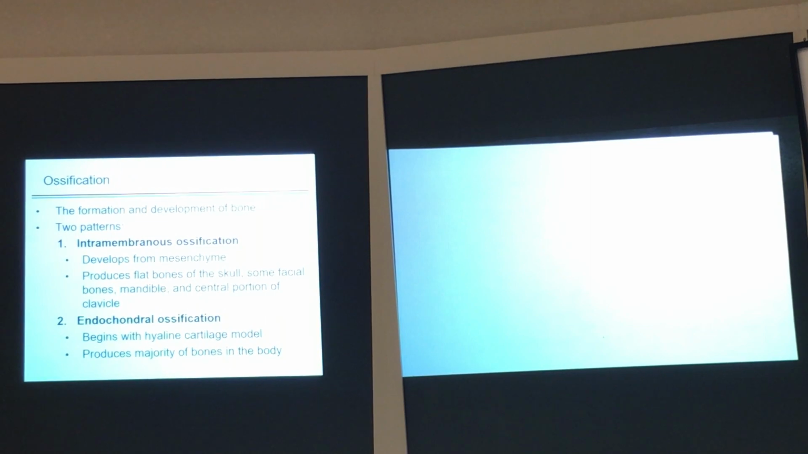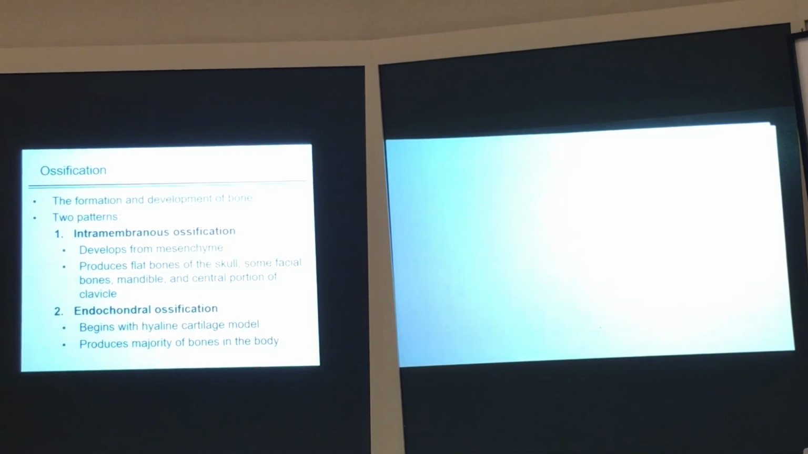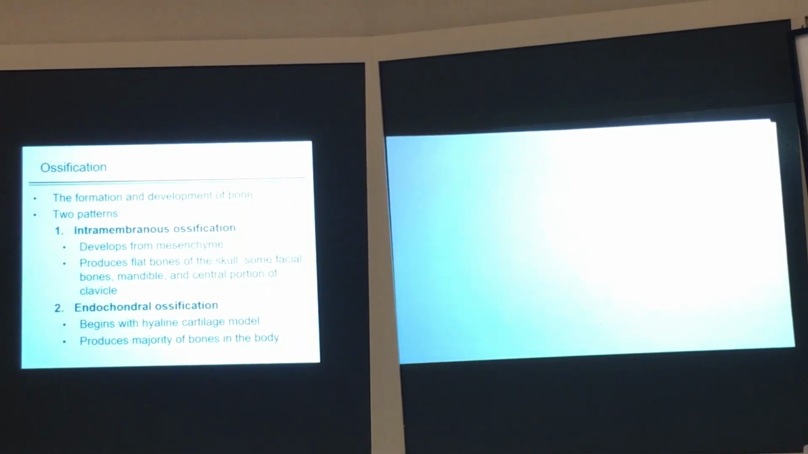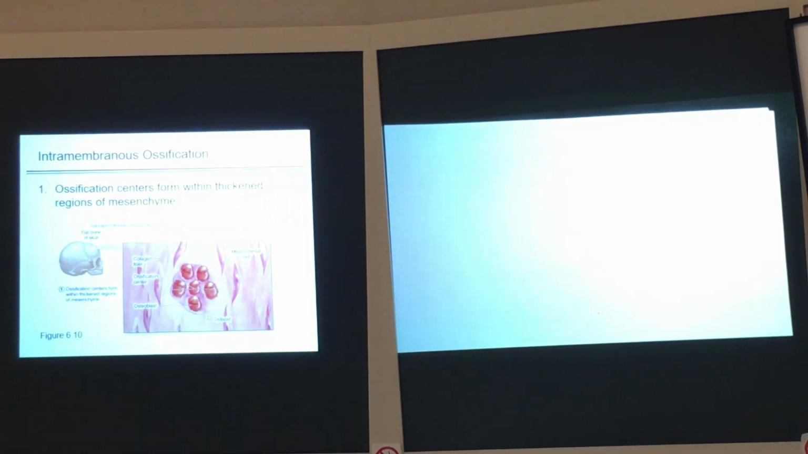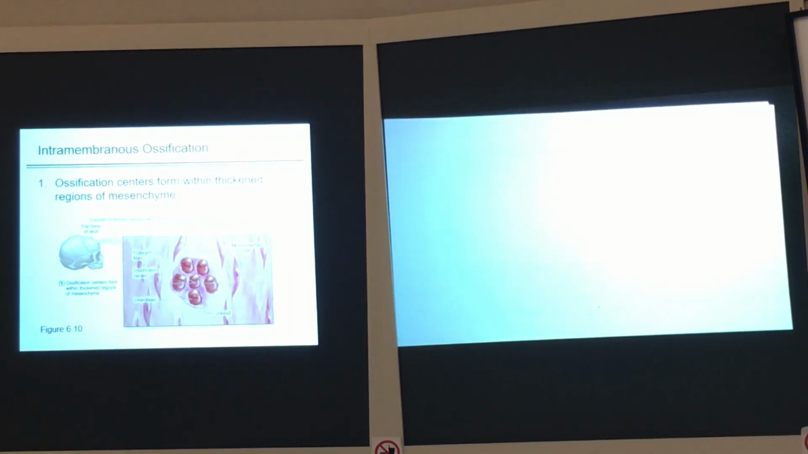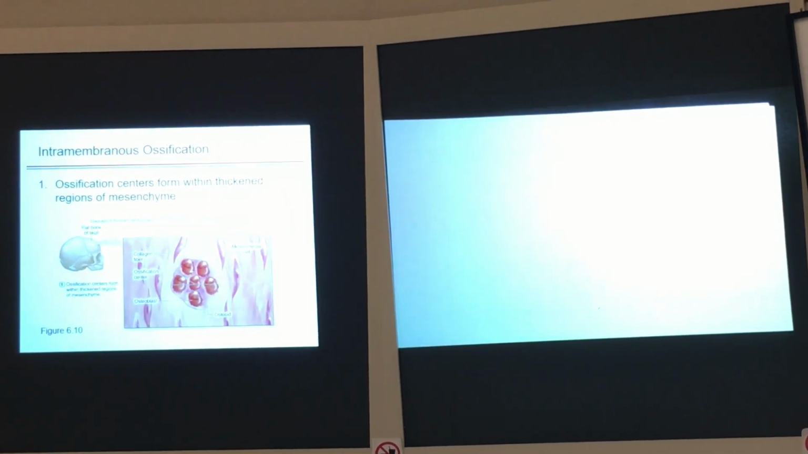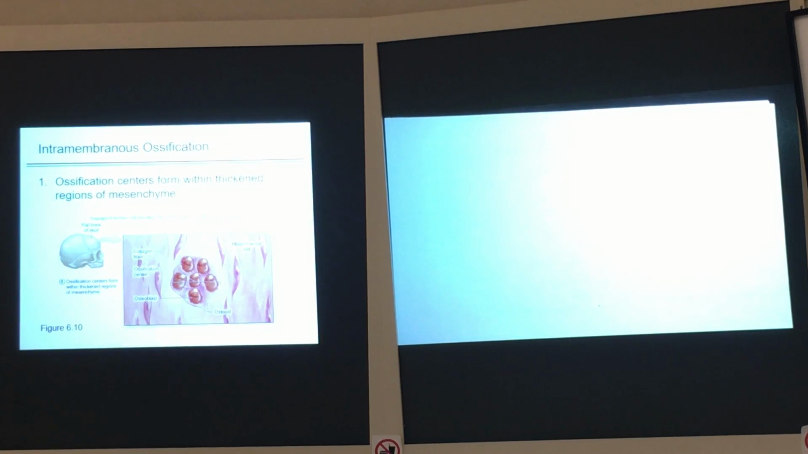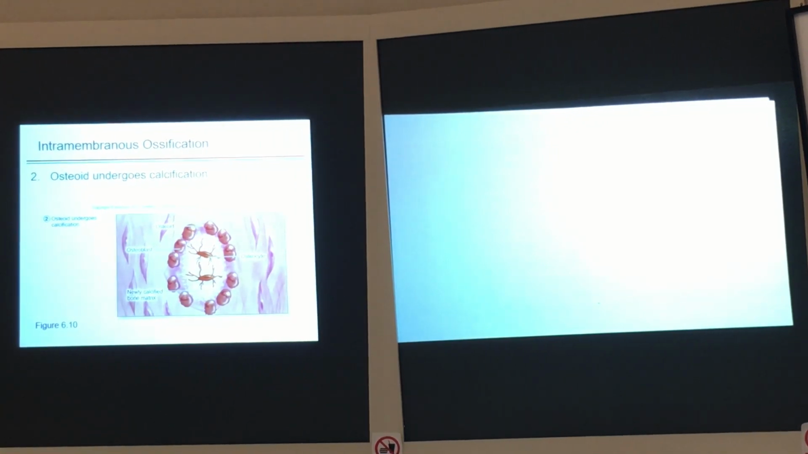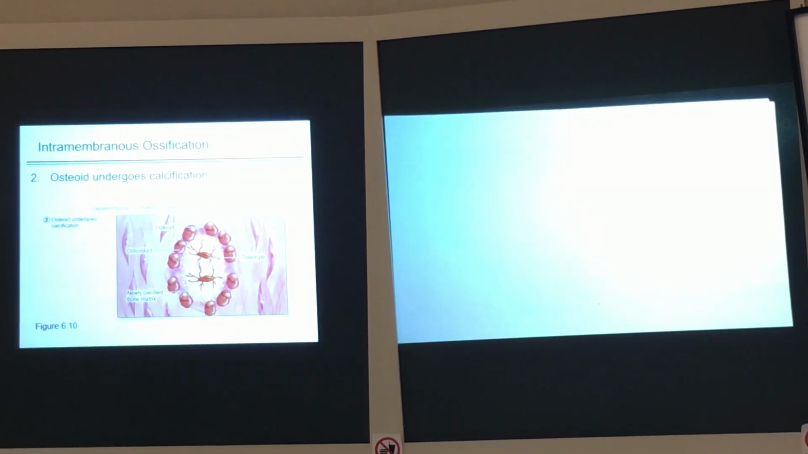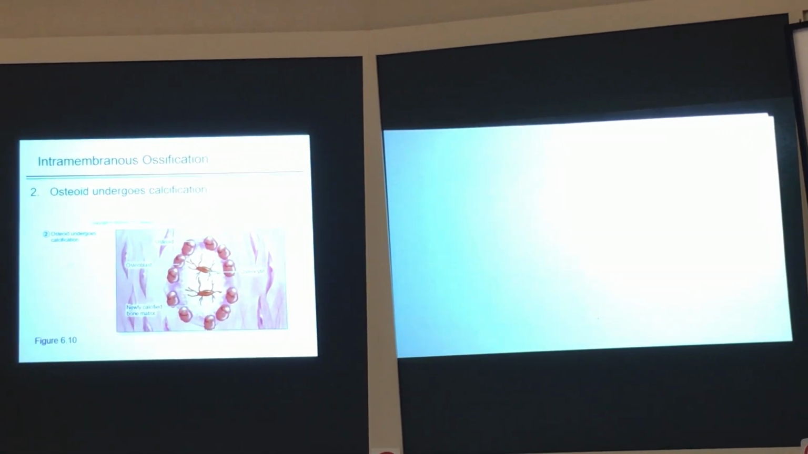But in endochondral ossification is what mostly you see growth. It begins with hyaline cartilage and produces the majority of the body. So here, ossification centers within the thickened region. So the bone starts to ossify. The cell becomes osteoblast. So this is the ossification center. And then osteocyte undergo calcification. That means there will be deposit of which chemical? Calcium. So it becomes hard.